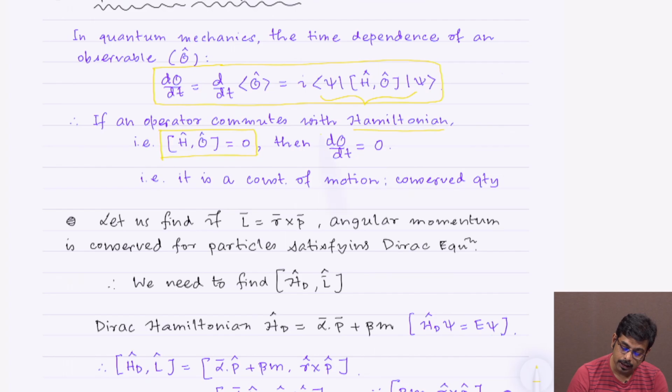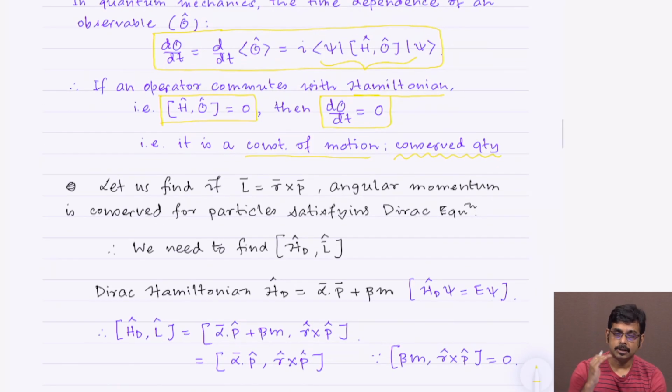Now, it is very clear that if an operator commutes with the Hamiltonian, like if [H, O] is equal to 0, then dO/dt will be 0, and therefore that will be a constant of motion, and that can be called a conserved quantity, right.